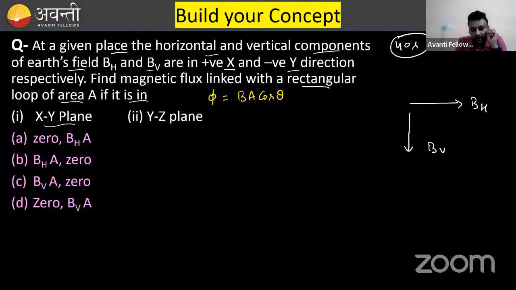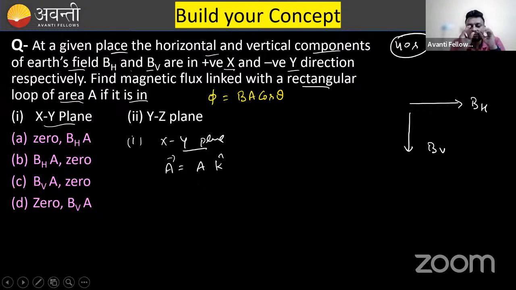If I talk about the first part, the loop is in the XY plane. And if the loop is in the XY plane, one thing to be sure of is its area vector. A is the area, magnitude, and direction will be what? K cap. Are you sure about that? It will be perpendicular to the plane. So the area vector should be in the K cap or in the Z direction. Is it clear?